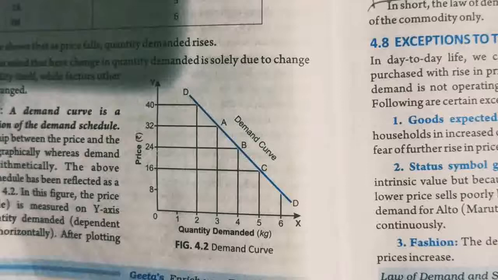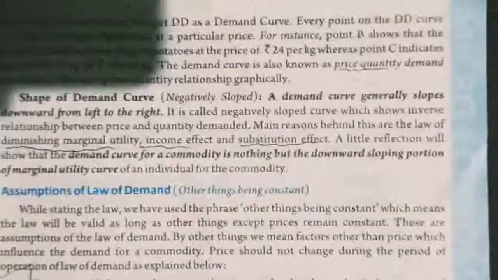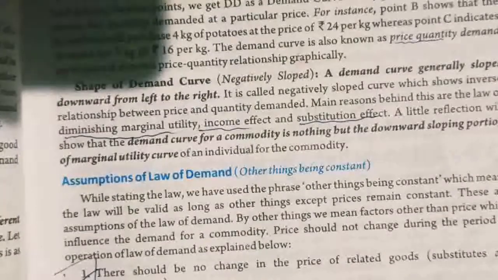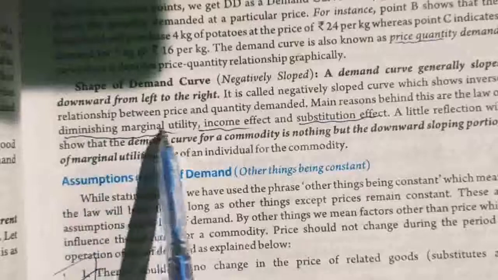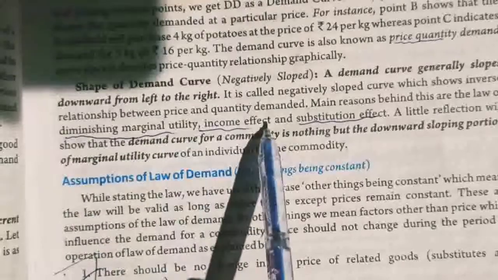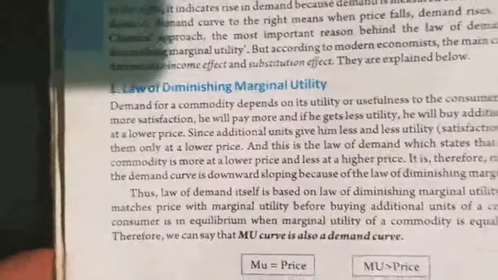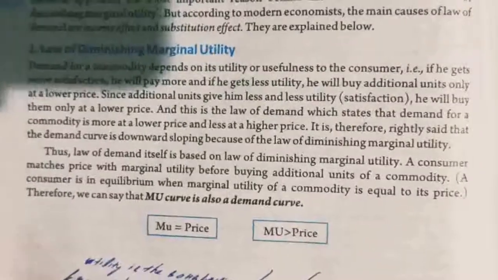But now you see there are also other reasons why demand curve slope downward from left to right. Those are law of diminishing marginal utility, income effect, and substitution effect. Now we will explain this in detail. For that, you can turn to page number 40 in your textbook.